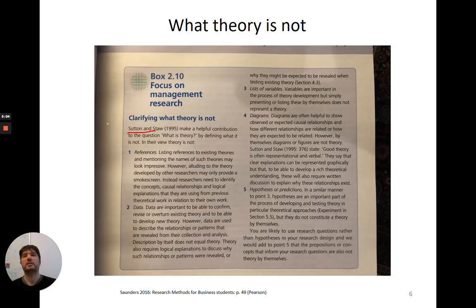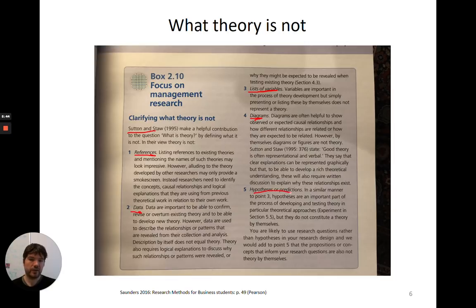What Sutton and Staw are doing here is highlighting what theory clearly is not. You don't put theory into your writing and your document just by listing a bunch of references to existing theories. That's not providing a theoretical explanation. It's not just pointing to a bunch of data that might be relevant for whatever you're doing. Or relatedly, it's also not just listing a bunch of variables. Just because you've measured a bunch of things doesn't mean you have a theory that explains why something is going on. And even if you put it into a figure or a diagram, again, the point here is that it's still not what we would call a theory, an explanation of why something is going on.